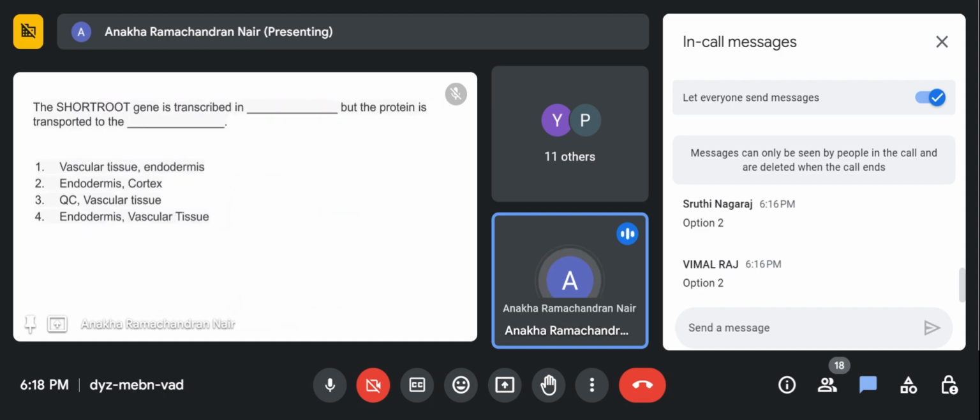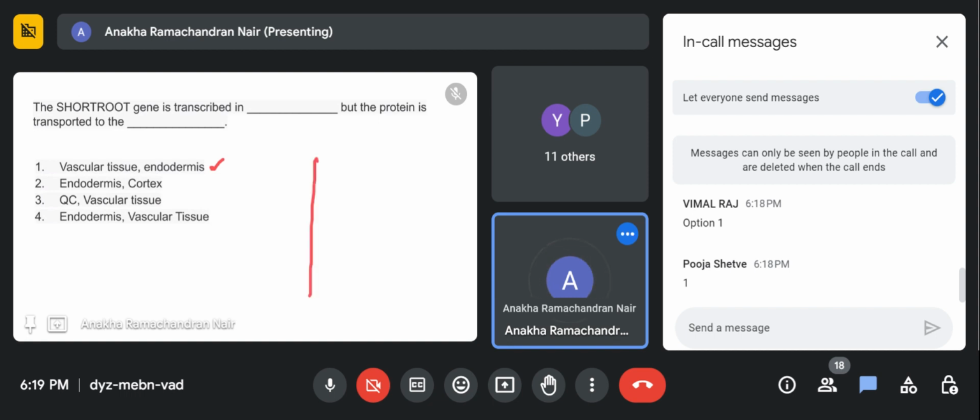The short root gene is transcribed in dash, but the protein is transported to the dash. The options are vascular tissue, endodermis; endodermis, cortex; QC, vascular tissue; endodermis, and vascular tissue. Right. So people are writing the correct answer in the chat box. The answer is vascular tissue to endodermis.